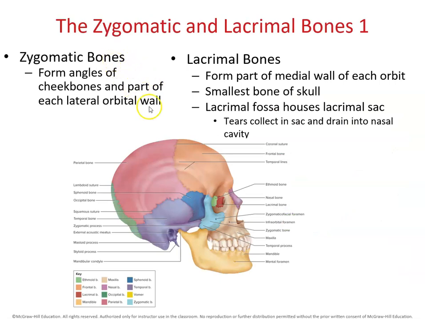Zygomatic and lacrimal bones. Okay, so your zygomatic bone is something that gives your face its unique appearance. Your zygomatic are your cheekbones. So if you have high cheekbones or prominent cheekbones, that is due to the shape of your zygomatic. And also forms the outside of your eye socket. The lacrimal bone is here in red, and it's an interior part of your eye socket, smallest bone in the skull.